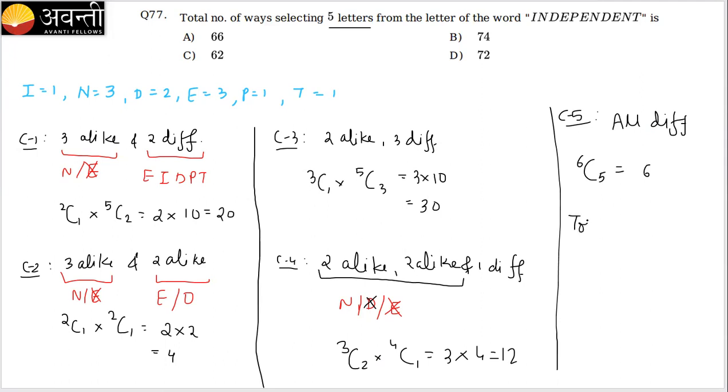So my final answer will be the addition of all these cases. So 20 plus 4 plus 30 plus 12 plus 6. This comes to 50, 60, 72. I hope my calculation is correct. 72 is my answer, which is option D. Next, it was a very good sum, but lengthy.